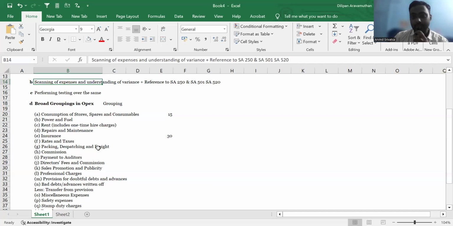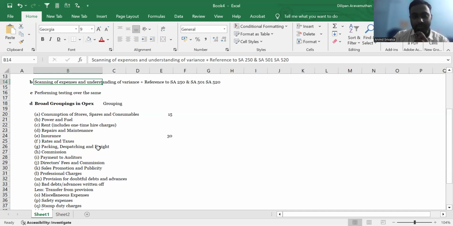SA 250 is consideration of laws and regulations in the audit of financial statements. That is what SA 250 reads, right? As per SA 250, an auditor is required to look into two types of laws. One, laws and regulations which directly affect the financial statements. Two would be the laws and regulations, non-compliance with which would have a material impact on the financial statements. So basically, type 2 would be the cases where they do not have a direct impact on the financial statements right now, but if there is a non-compliance, it would have a material impact in the foreseeable future.